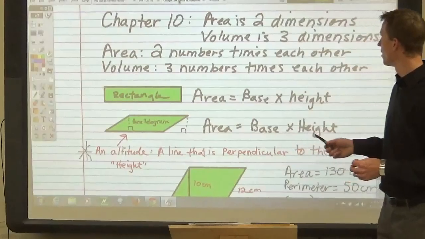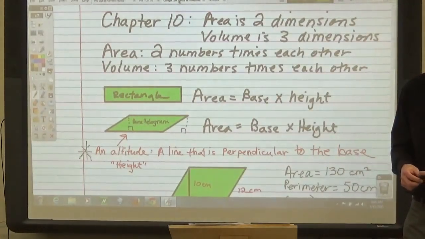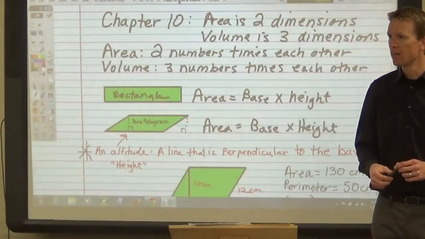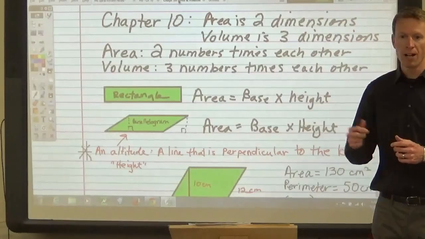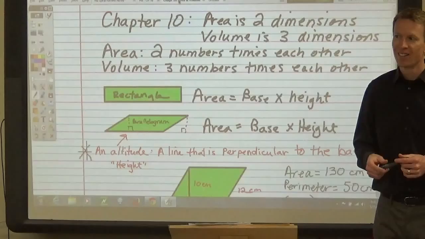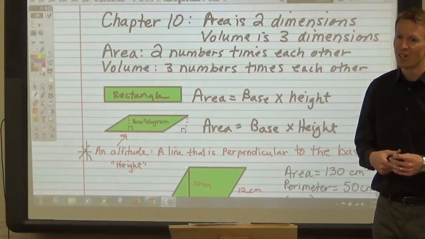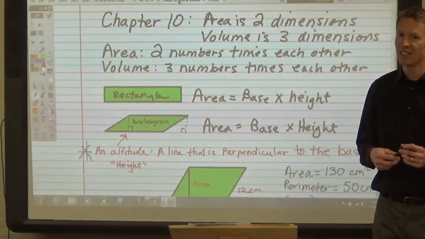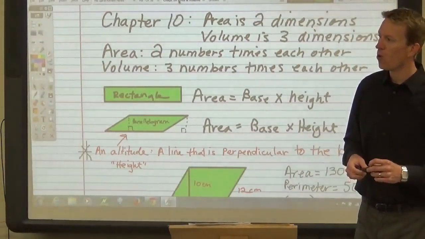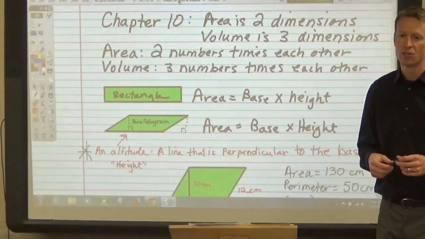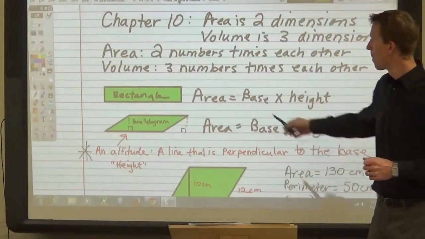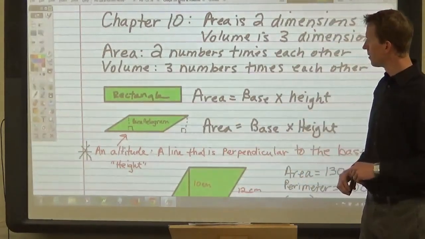Area is always labeled in square units. So if this room is 15 by 20, then we'd multiply 15 times 20, which is 15 times 2 is 30. 15 times 20 is 300. And we would order it in square units. Square feet, right? So, area is labeled in square units.